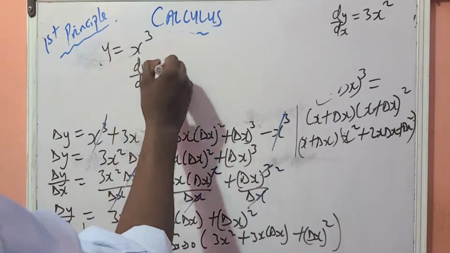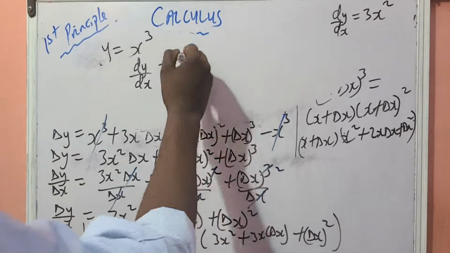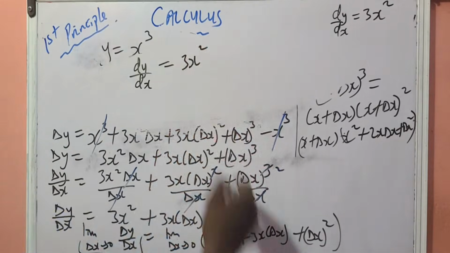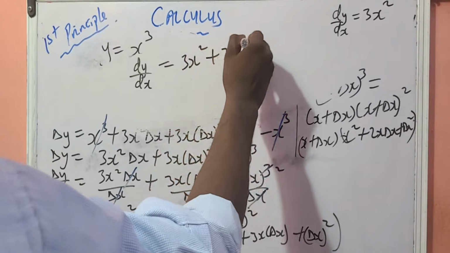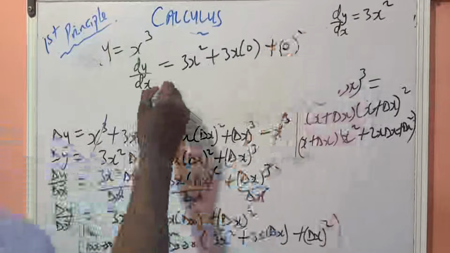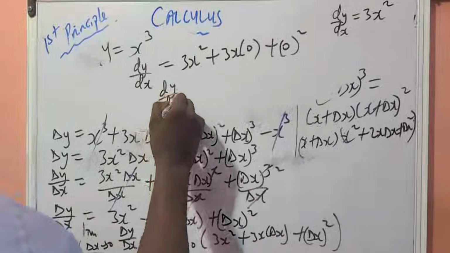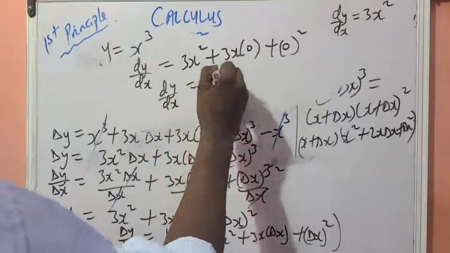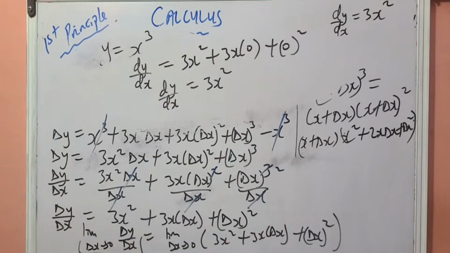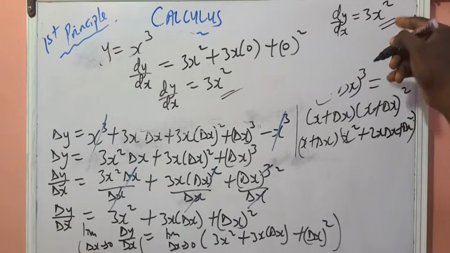So we have this equal to, now if you fix in dx, of course, taking the limit of dx tending to 0, this will be 3x squared plus 3x times 0, then plus 0 squared. So dy over dx will be equal to 3x squared. Do you see the steps we had to take? We have arrived at the same answer we arrived at when we started.